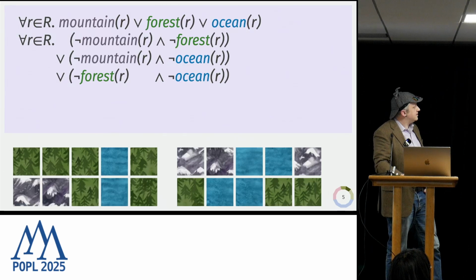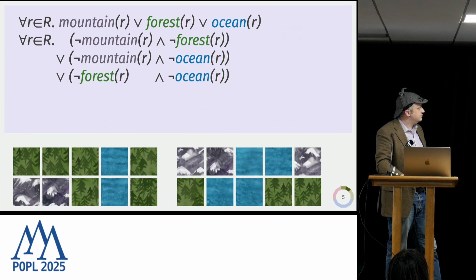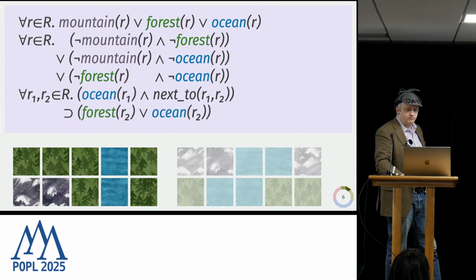So for representing the possibility space, I can say every region is either a mountain or a forest or an ocean, and isn't at least two of those things. So that means there's exactly one terrain type per region. And as for the constraint, I can say that if a region is next to an ocean, then it's either a forest or an ocean, so it can't be a mountain. But I don't know how to calculate reachability.